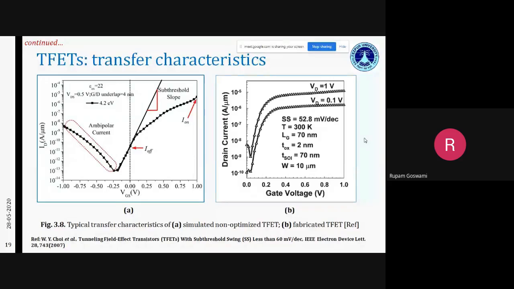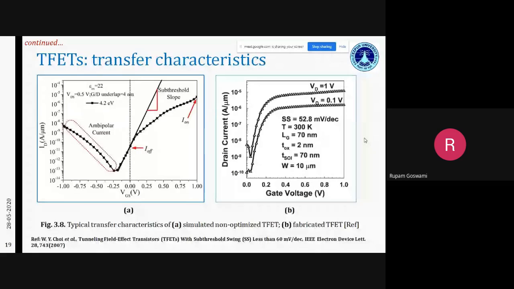So next, coming to the transfer characteristics in TFETs. Let's try to see what the parameters are while understanding this transfer characteristics. So you see this ID-VGS curve on the left, which we tried to simulate for a dielectric constant of 22, which corresponds to the HfO2 dielectric. And the VDS is kept at 0.5 volt, and we have changed the gate bias from -1 to +1 volts.